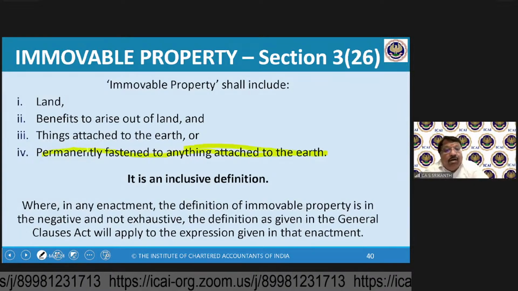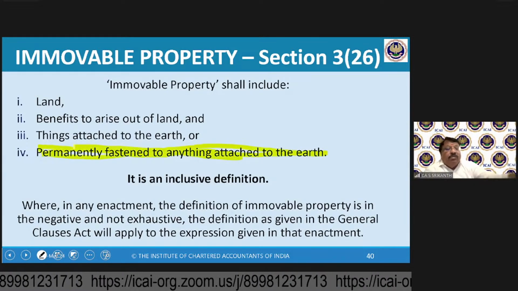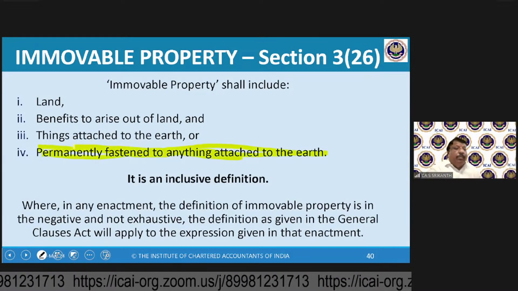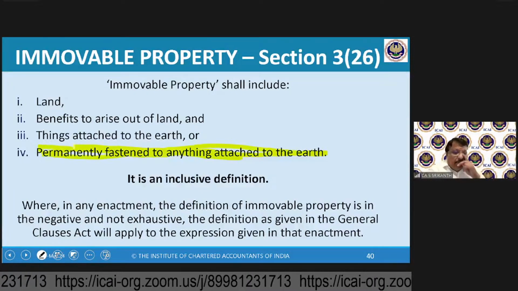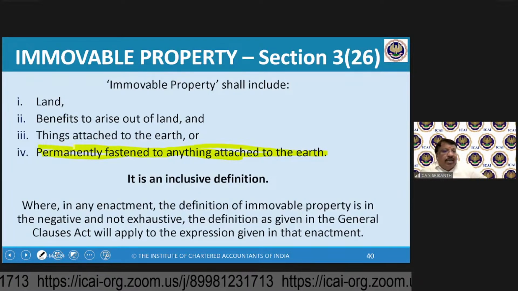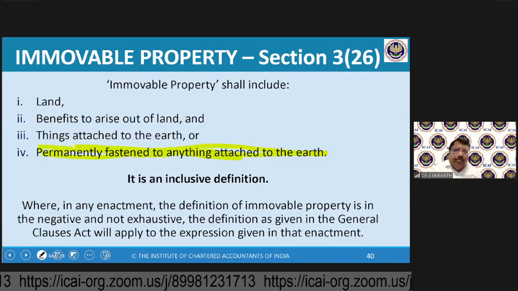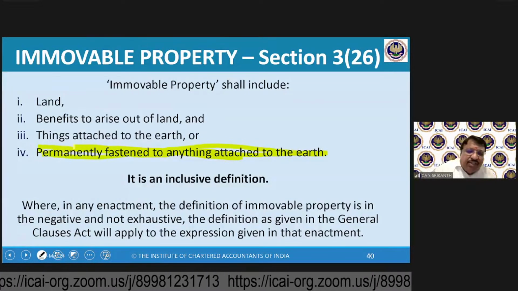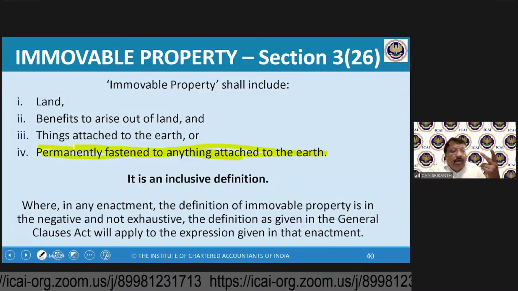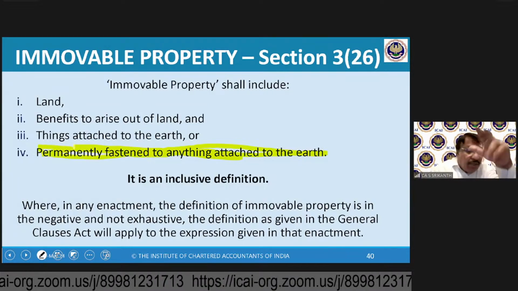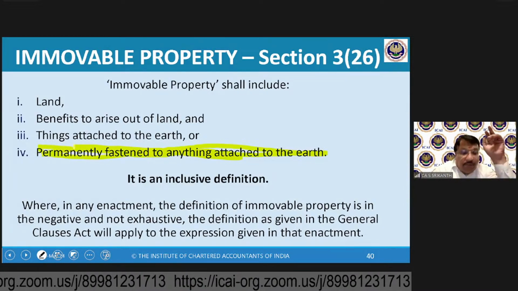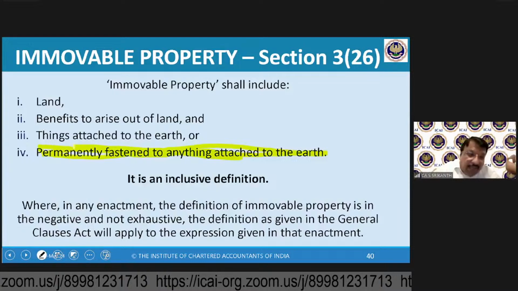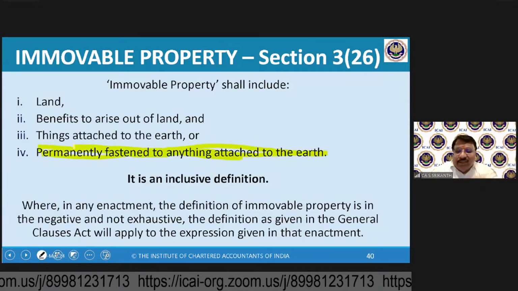Permanently, when you are dealing with whether it is a machinery, whether it is immovable property or movable property, you have to understand, sir, if it is permanently fastened, anything attached to the earth, then it is immovable property. Where in any enactment the definition of immovable property is in the negative, not exhaustive, because there are other enactments where immovable property is not defined, movable property will be defined. Then you can use the general clauses.